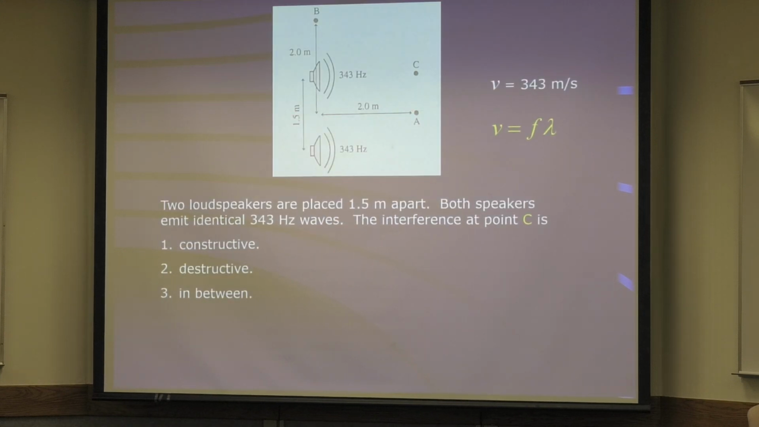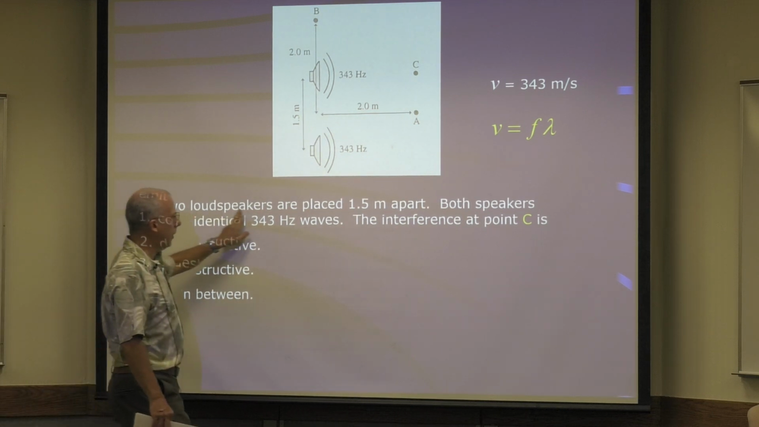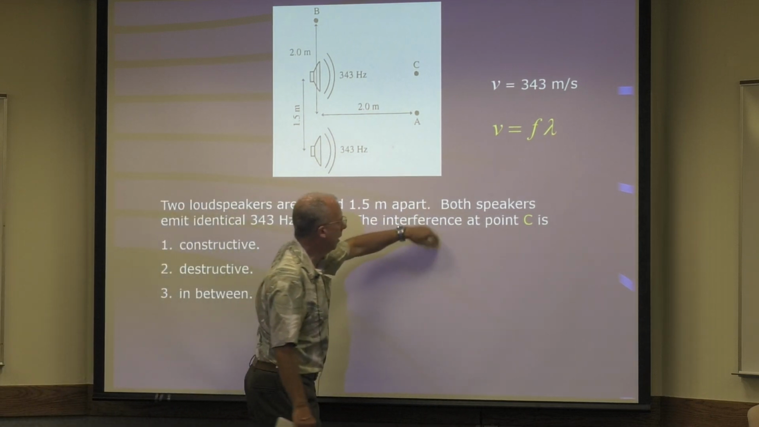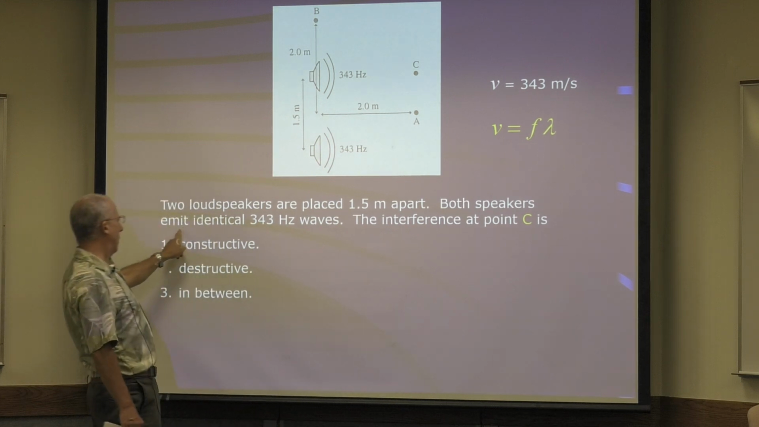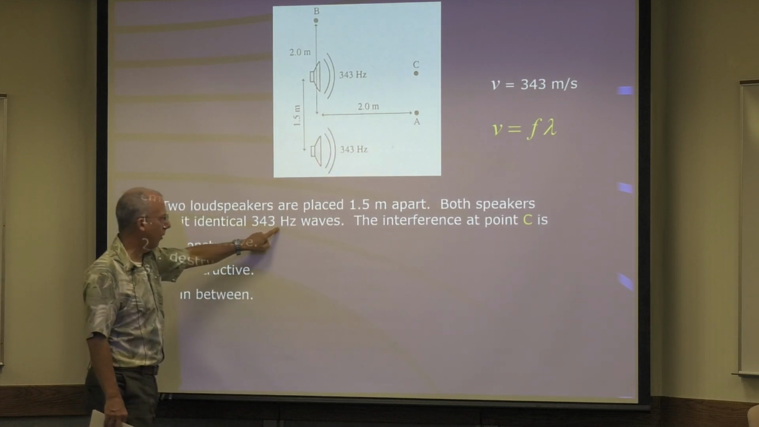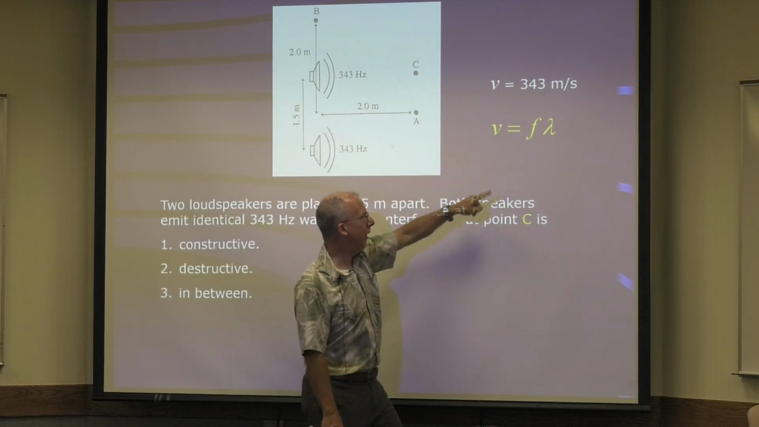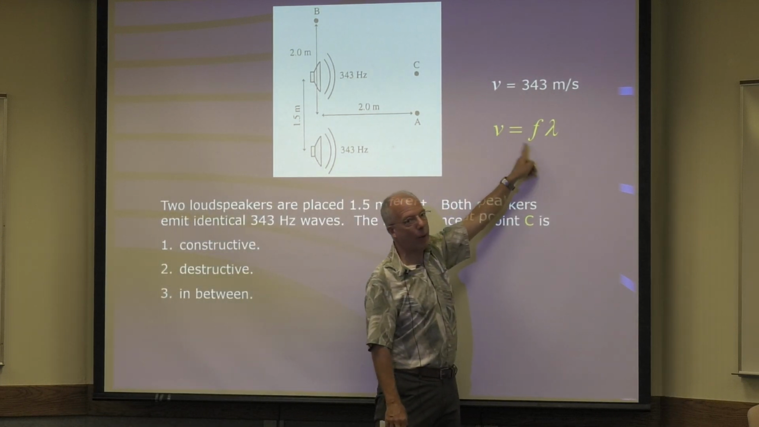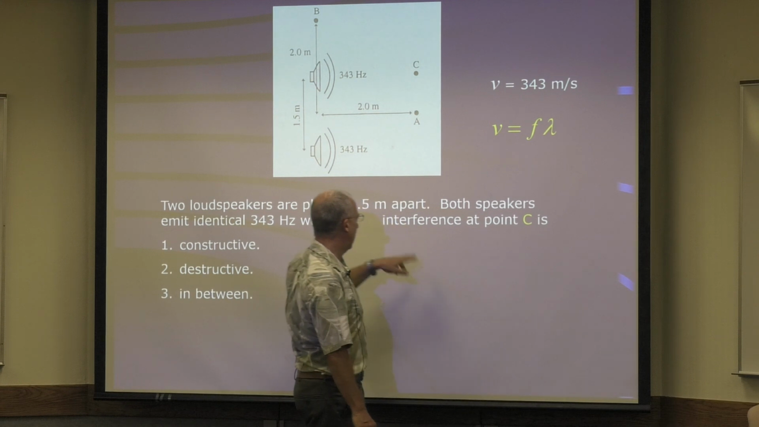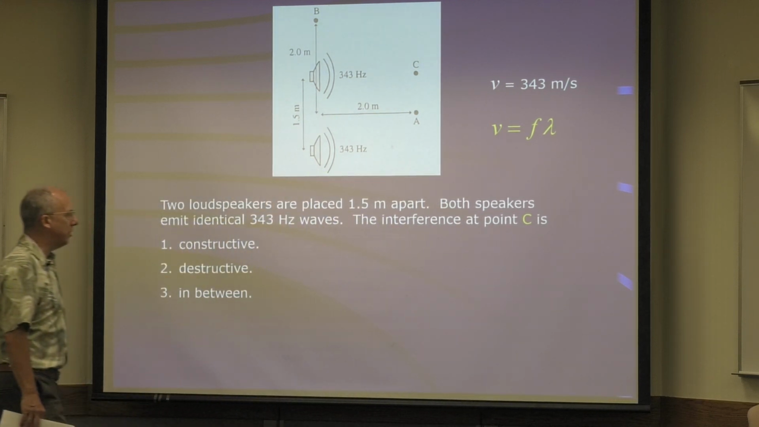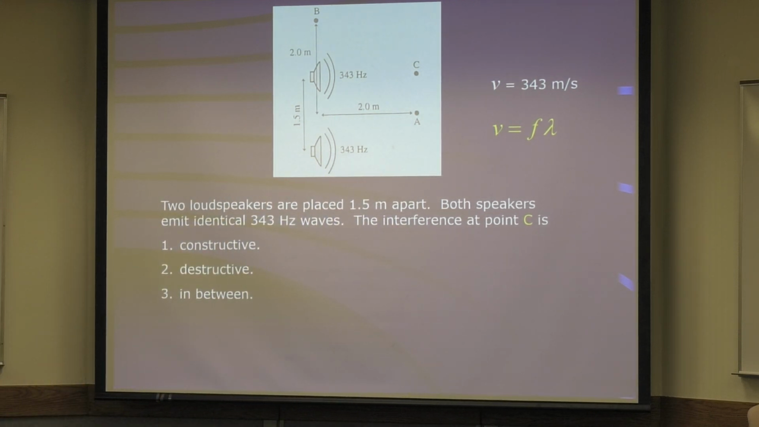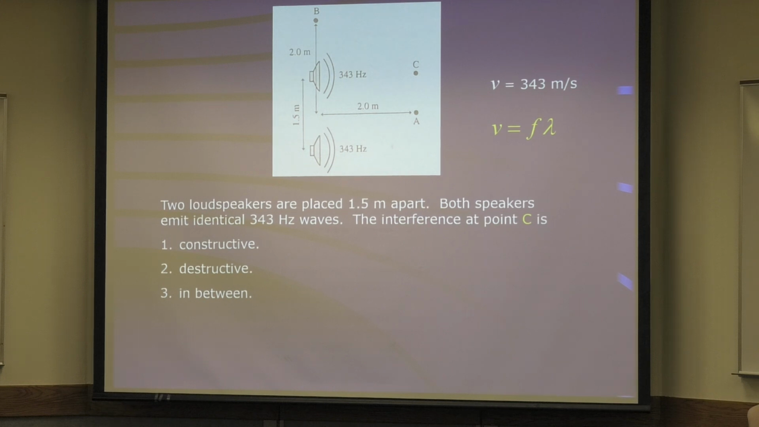And one last, again, you've seen this before too. 2 identical loudspeakers are placed 1.5 meters apart. Both speakers emit identical 343 hertz waves. That's a nice number, right? Because the speed is 343, and you use this equation. Don't forget this equation is super important for waves. What kind of interference do you have at point C? So pause your videos and figure it out.